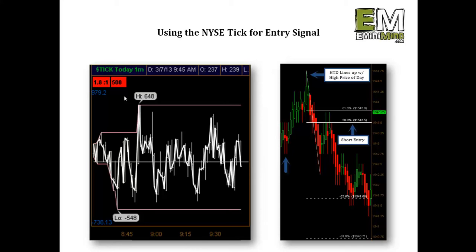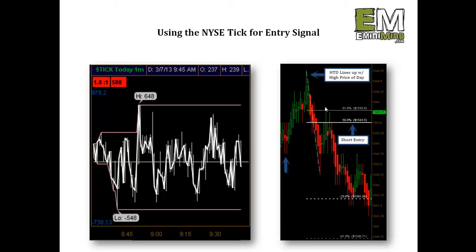So if we compare our tick chart high to the high price of the day, and you can set alerts so you can get audio alerts and things like that. And so when the high tick lines up with the high of the day, simply wait for that break of the prior swing low to take a short. So when we have a high tick at the high, we're looking for a short. When we have a low tick at the low, we're looking for a long.